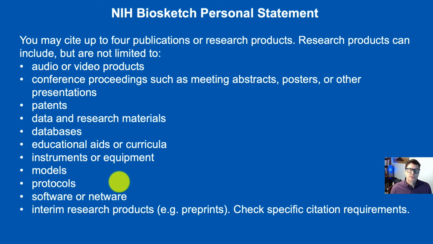Continuing on the Biosketch personal statement, you can also cite up to 4 publications or research products in your personal statement. So what do we mean by research products? What is a research product? Well, they can include, but they're not limited to, the following items: audio or video products, conference proceedings, such as meeting abstracts, posters, or other presentations, patents, data sets or research materials that you have produced that are available to the community, databases that you've made or contributions that you've made to databases, educational aids, or if you have designed curricula, you can talk about that as a contribution. If you've developed any instruments or invented equipment, you can put that, any kind of models, protocols, software or netware, and you can also include interim research products such as preprints.